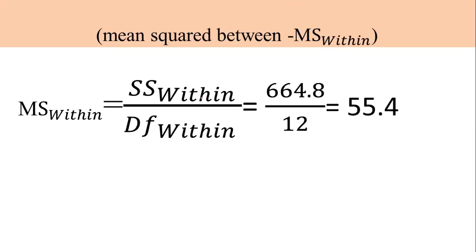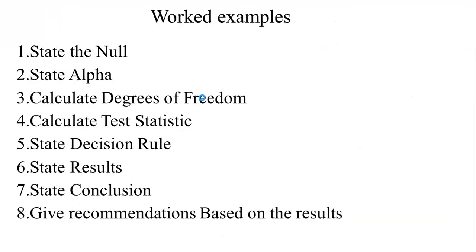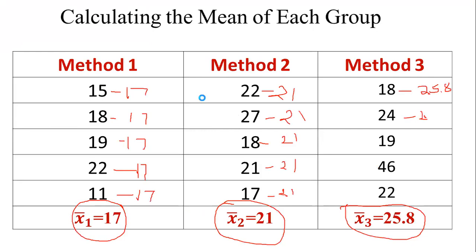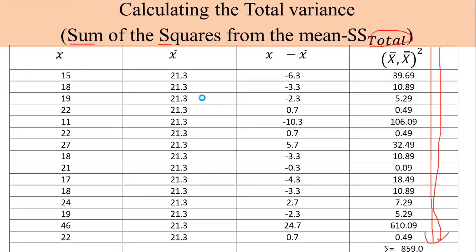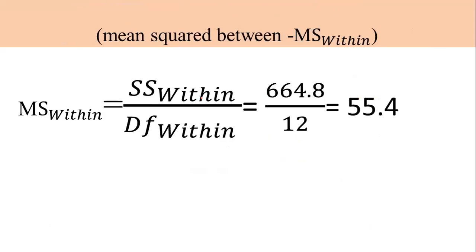And the degree of freedom within was n minus k, which is 12. 15 minus 3 is 12. So this one will be 664.8 over 12, which is 55.4. Now we calculate our F statistic.